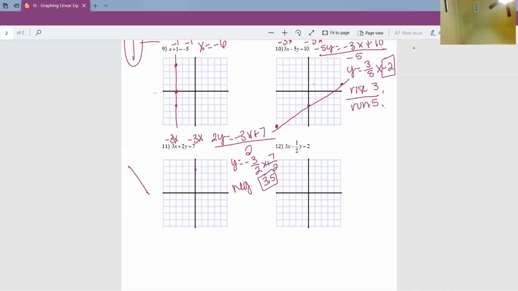Now, my rise is 3 and my run is 2. So I'm going to have to count halves now. So 1, 2, 3, 1, 2. There you go.